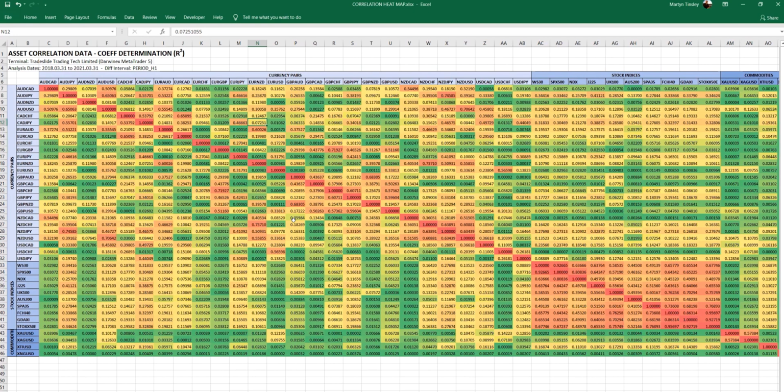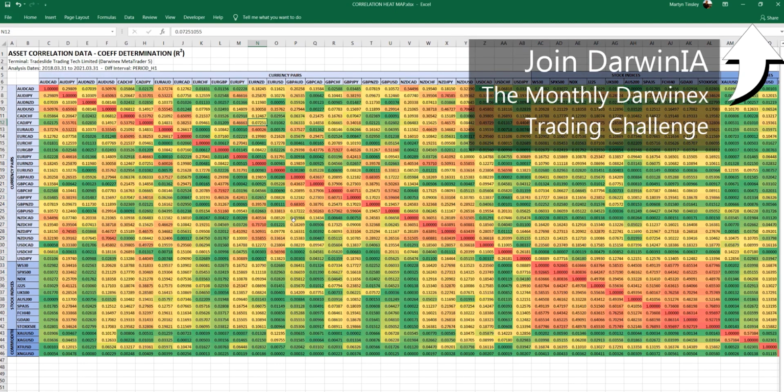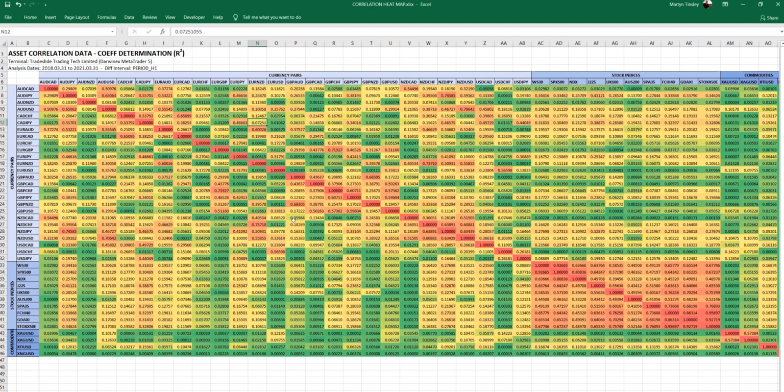So the precise method I've used is what's called the coefficient of determination, also known as R squared. And this is just the square of the correlation coefficient. And so it treats negative correlations in the same way as it treats positive correlations, because as we've seen from previous episodes, both of those are equally important.